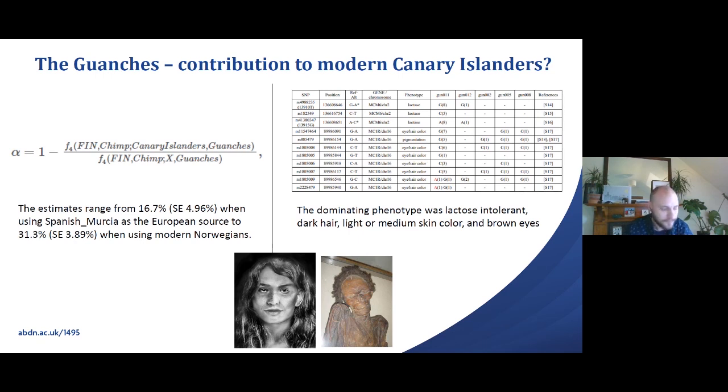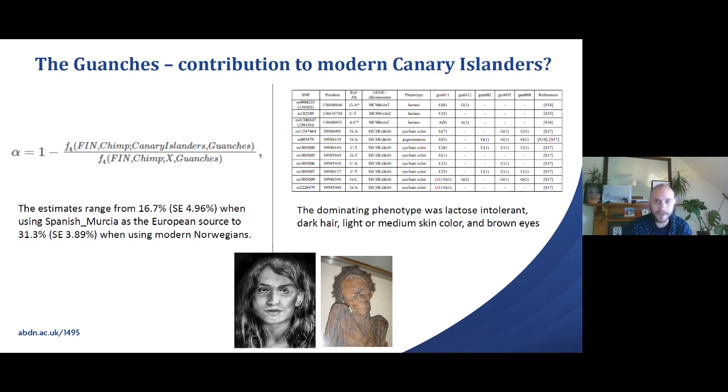But we found evidence that up to 16 to 30% of the genetic ancestry in modern Canary Islanders derives from the guanches. And it's a pretty crude estimate, because we only have access to a couple of good genomes, but it's indicative of genetic continuity.